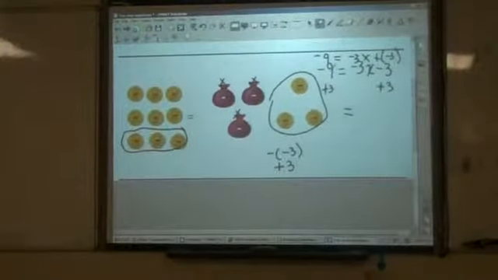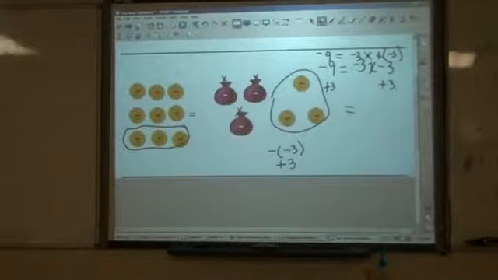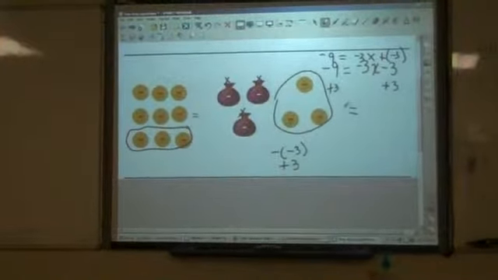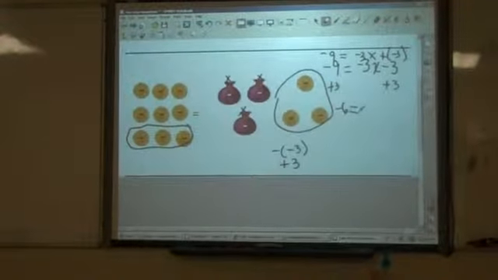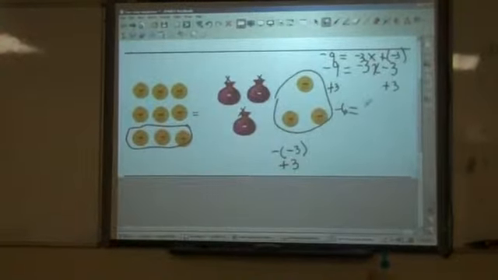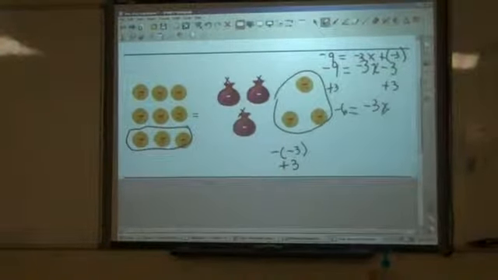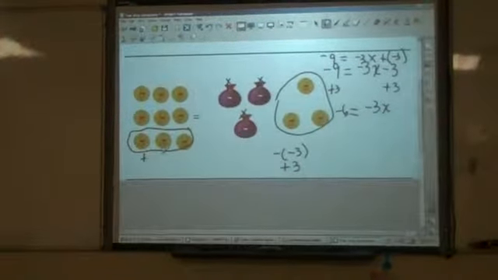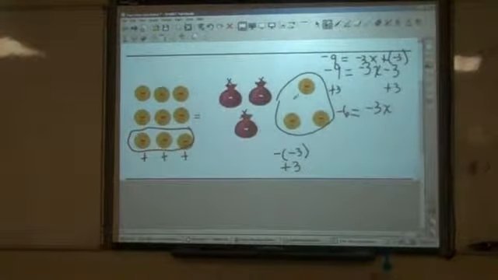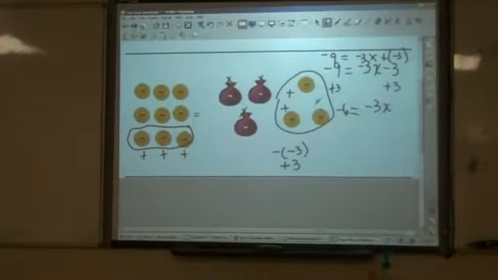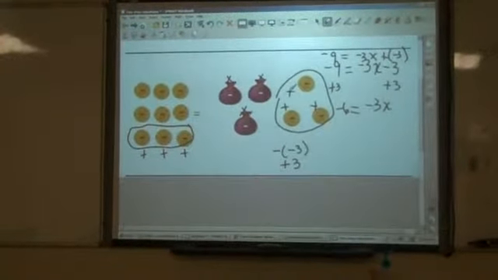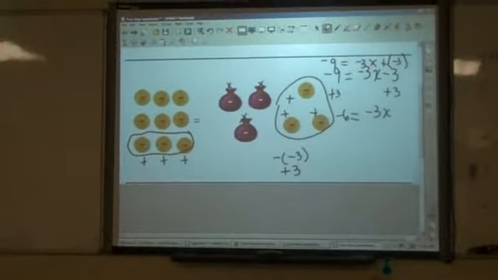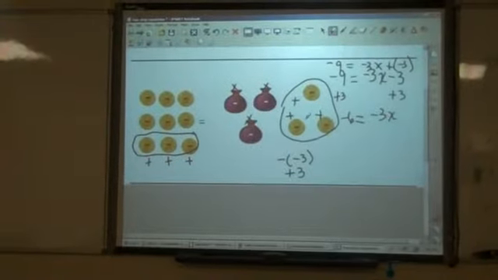So here I have 9 negative coins, and I took away negative 3, which means I added 3 positive coins, which gives me 6 negative coins. And over here I have my 3 negative pouches. Another way you could look at that is, I could have brought in 3 positive coins on this side and 3 positive coins on this side. And every time you have a positive and a negative, since they were additive inverses, they equal 0. So this still zeroes out, if you want to think about it that way.